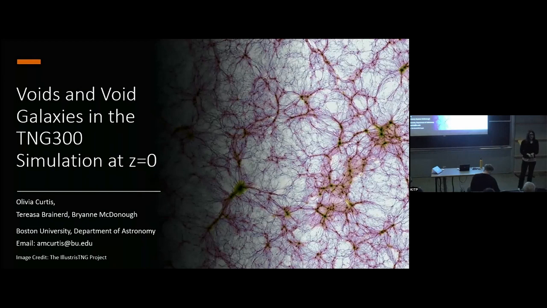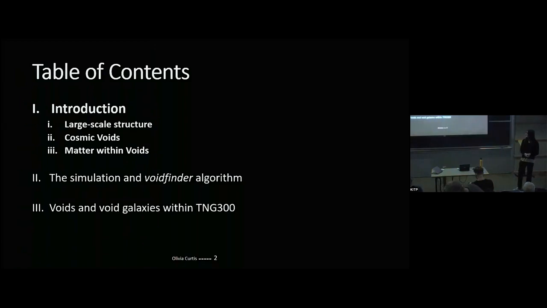Today I'm going to be presenting results from one of the projects in my dissertation, looking at how the properties of galaxies within voids differ from those in typical field regions of the universe. The contents of this talk are in three parts. I'm going to start with a very brief introduction to the large-scale structure, talking about cosmic voids and what we know about matter within voids, before transitioning to talk about my own experiment, examining the properties of voids and void galaxies within the TNG300 simulation, and then concluding with the results of my experiment.